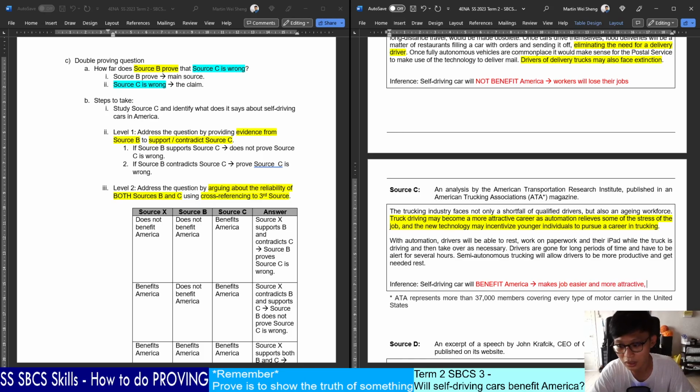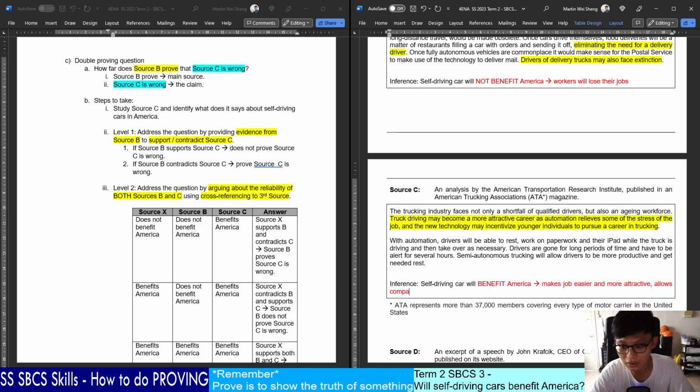Alright, it allows truck companies to hire new workers. So this is a benefit for America. With automation, drivers are able to rest or work on paper or on their iPad while the truck is driving, taking over when necessary. Drivers are gone for a long period of time and have to be alert for several hours. So semi-autonomous trucking will allow drivers to be more productive and get needed rest.